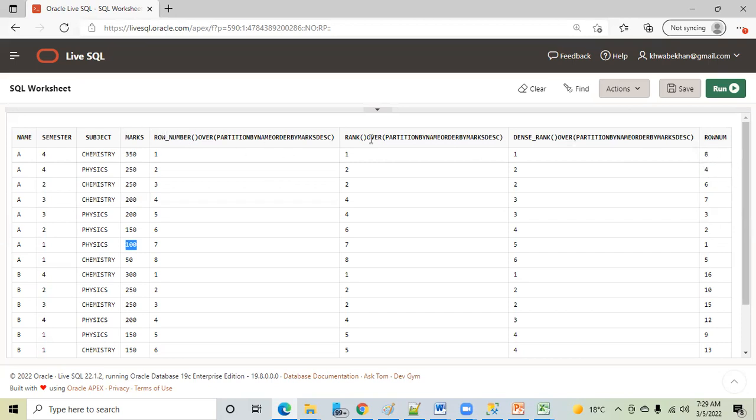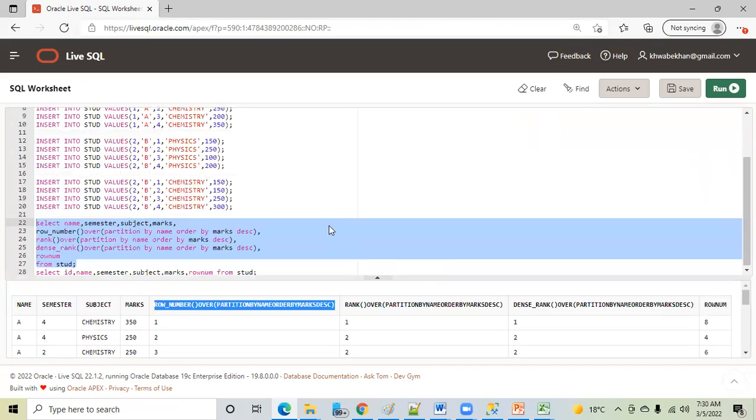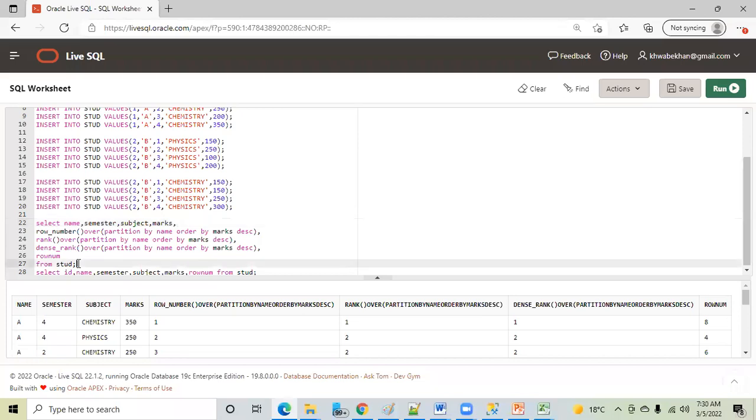For row number, it will start giving the serial 1, 2, 3, 4. We have a proper logic for this. For rank, we have a proper logic. For dense rank, we have proper logic. But for row num, there's no proper logic. It will just randomly assign numbers to any record. Now the question is how it can be useful. I will show you how it can be useful. See.